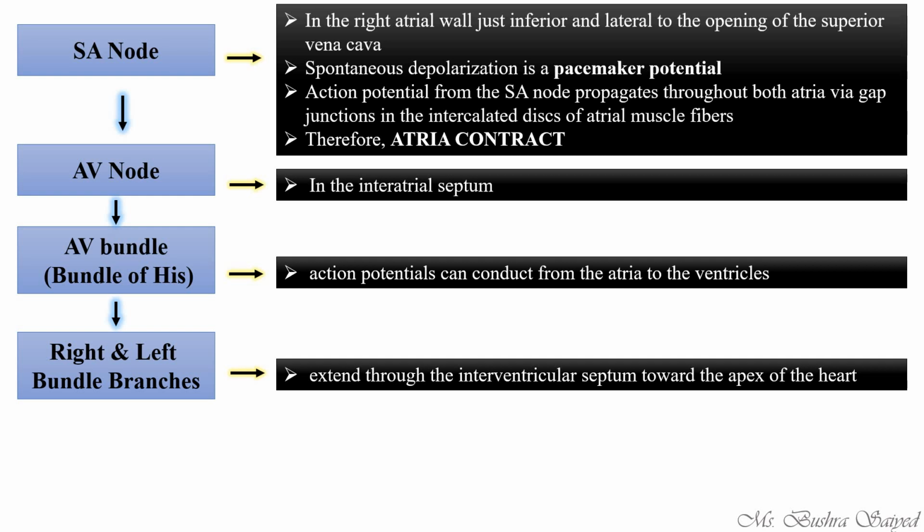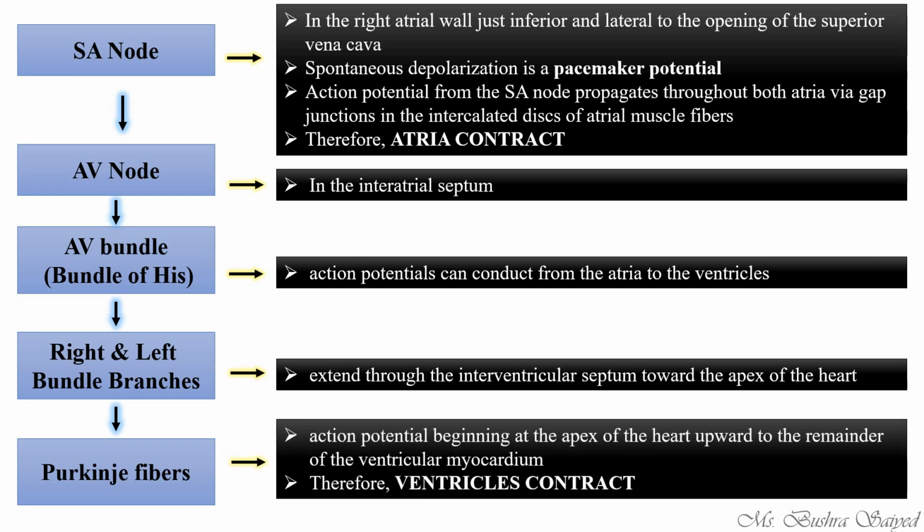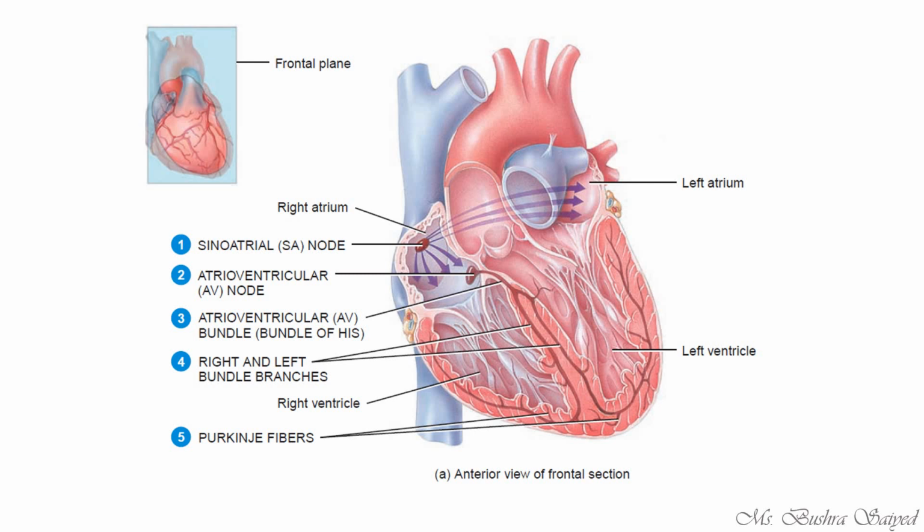which are now followed by the final Purkinje fibers, which will supply the action potential beginning at the apex of the heart upward to the remainder of the ventricular myocardium. Therefore, ventricles contract, resulting into ventricular systole or ventricular filling. Now, we will see diagrammatically how these fibers work.